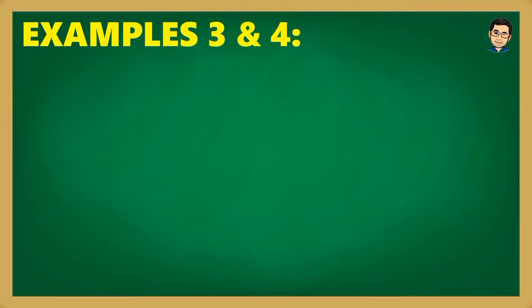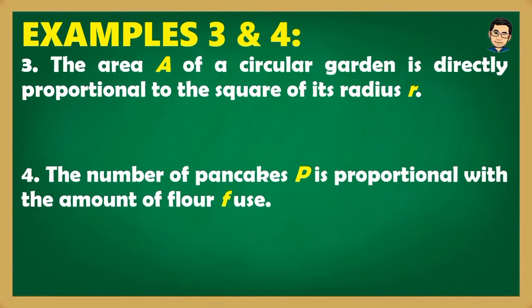For the next example, the area of a circular garden is directly proportional to the square of its radius R. So, yung area stands for A, yung circular garden pabilog. Yung nakadepende po yung area ng garden na yon dun sa radius, the square of its radius. So, sulat lang natin siya. A is equal to yung constant of variation natin, which is K, and then square of its radius. So, meron po dyang word na square. It means, gagamit po tayo ng exponent na 2, and that is R square. So, yan po yung ating mathematical equation.